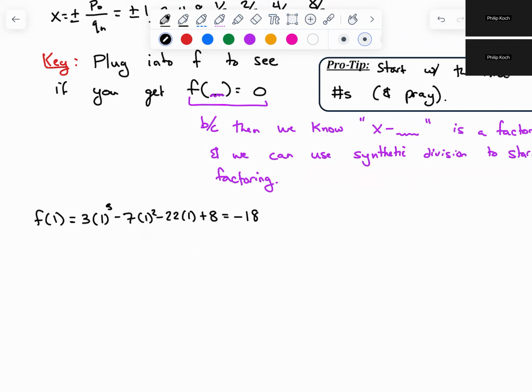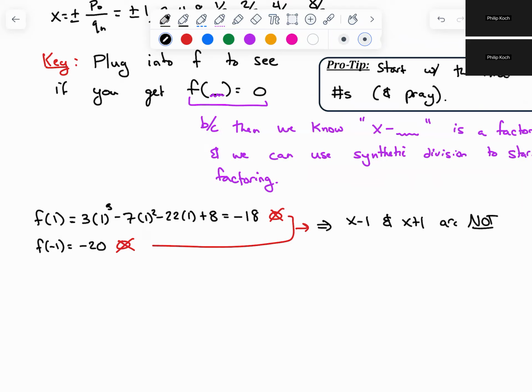On my notes, I'm switching back over for a second just so you can see it. f of negative 1, I get negative 20. So both times, this implies that x minus 1 and x plus 1 are not factors.